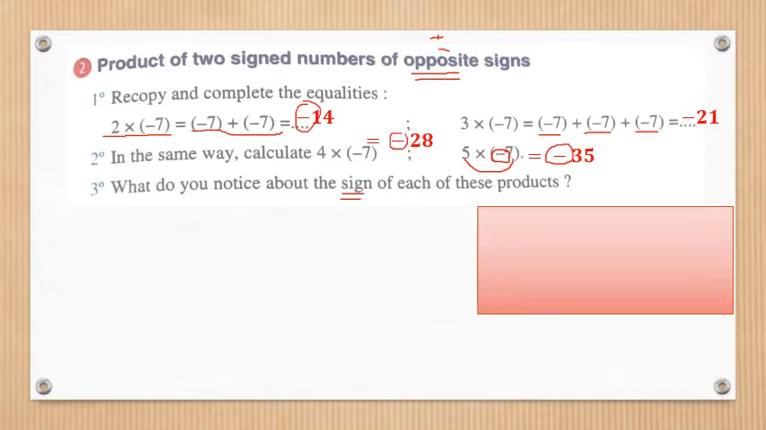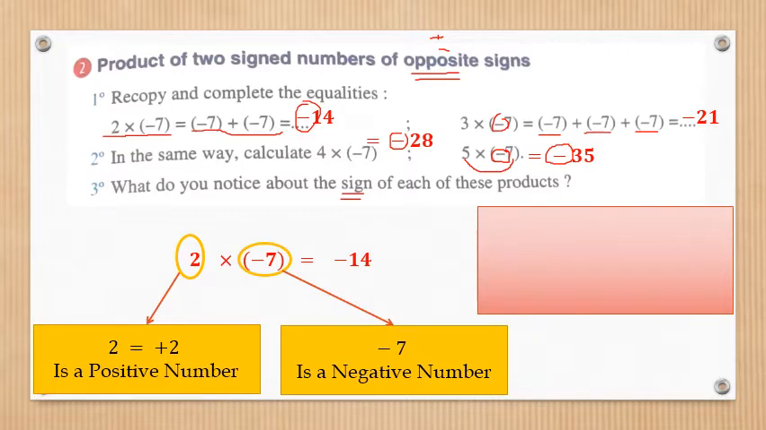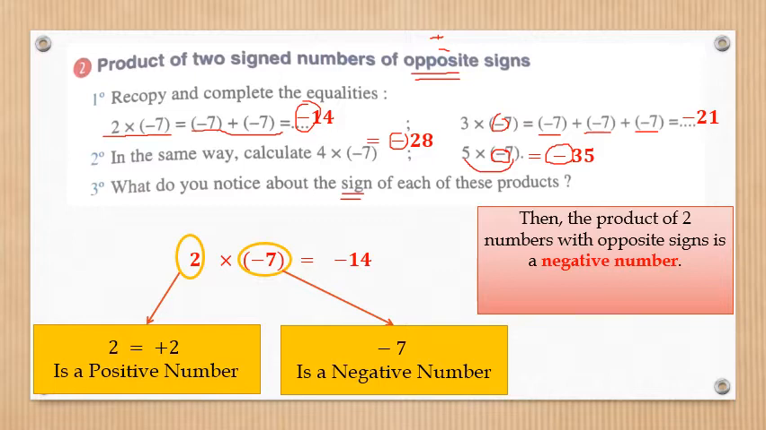And I'm multiplying a positive number by a negative number. So 2 times minus 7 is minus 14. 2 is a positive number, while minus 7 is a negative number. Their answer is minus 14. So I can conclude that the product of two numbers with opposite signs is always a negative number. So wherever you see plus times minus or minus times plus, I have to replace them by a minus sign. It's a rule that we should always follow.